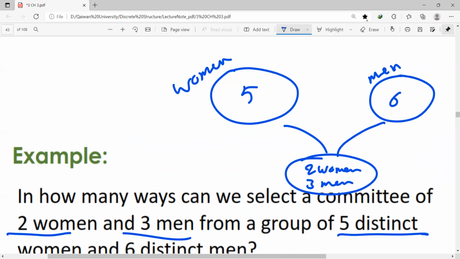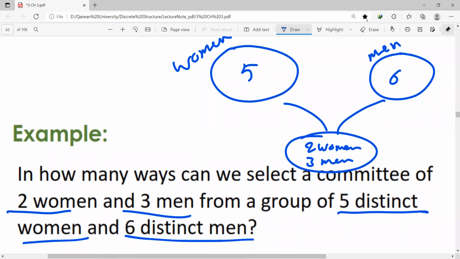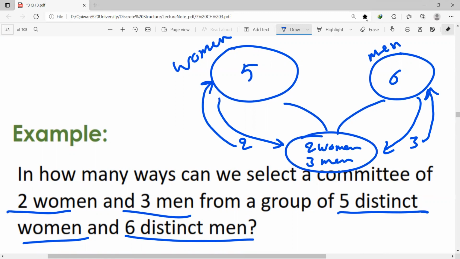Look here, we choose 2 from 5 women, and we choose 3 from 6 men. And here ordering is not important. That means we use combinations here. From the women, we take 2. From the men group, we take 3. That means here we have combination 3 of 6 and combination 2 of 5.